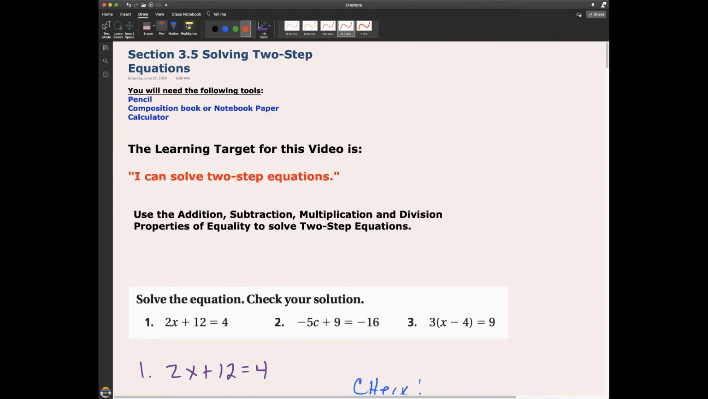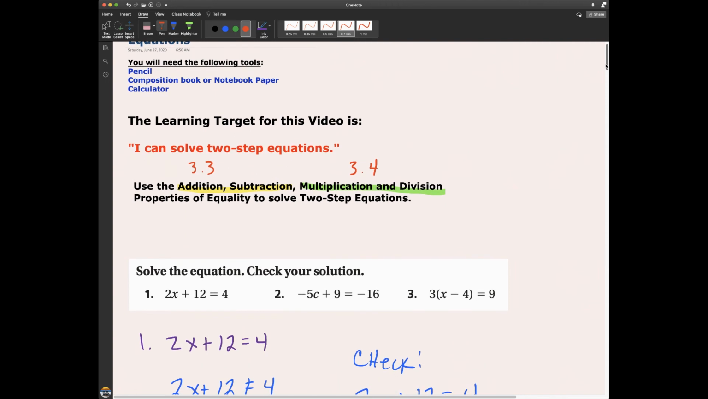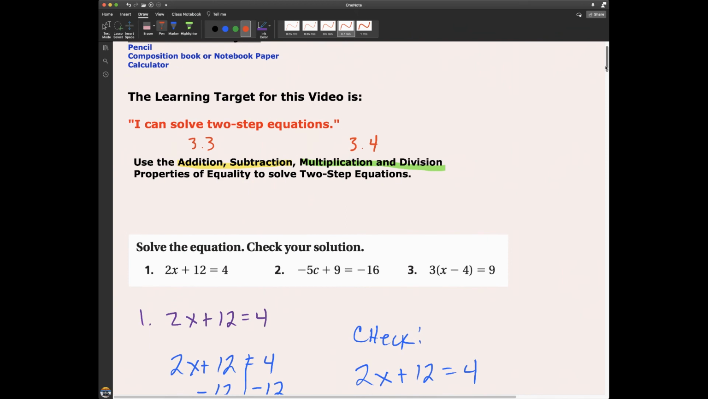So we're going to use these properties of equality that we've been practicing: the addition and subtraction property of equality, and the multiplication and division properties of equality. This was section 3.3. This was section 3.4. All right, that's when we worked in practice using these properties by themselves. Now we're going to combine them to solve equations that are a little bit more complicated, and you're basically going to be doing a little bit more work.